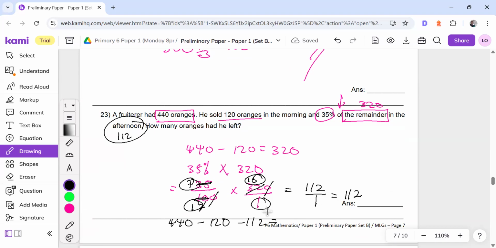Whatever answers you found, you can put it onto the problem, below the word. So you minus 440 minus 120 minus 112, answer 208 left. Correct? Still easy. Mr. We haven't really seen any hard questions yet. They are generally quite easy, medium, and not hard yet.